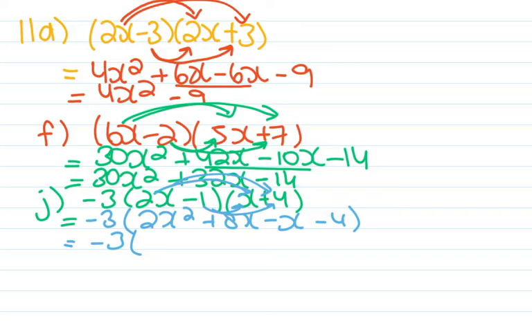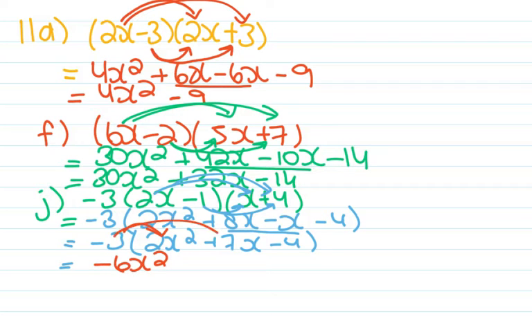So we'll simplify inside the bracket first. 2x squared, 8x minus x is 7x, minus 4. Now we'll get that negative 3 into the bracket. So negative 3 times 2x squared is negative 6x squared. Negative 3 times 7x is negative 21x. And negative 3 times negative 4 is positive 12. And now that is fully expanded. Okay, next we'll go to page 331, just on the other side, and do number 13.